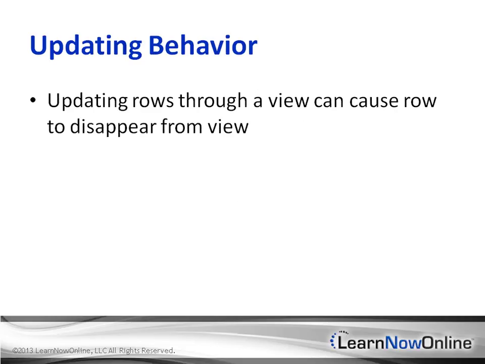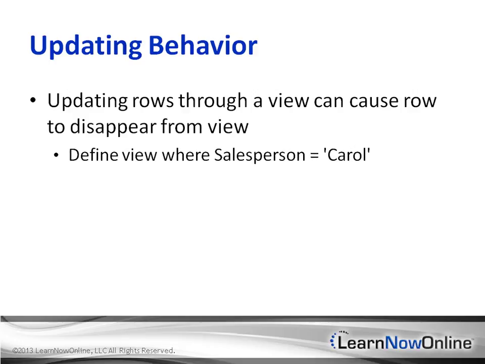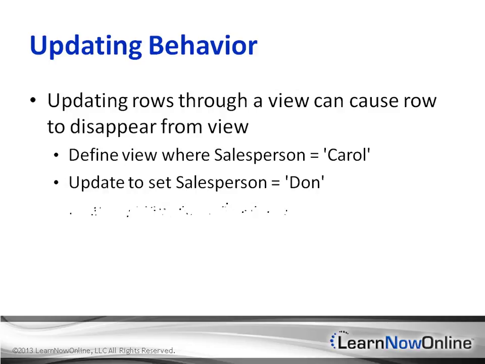Now, when you add or update rows through a view, they can disappear from the scope of the view if they no longer satisfy the criteria that's defined within the view. For example, let's say that a view is defined for salesperson equals Carol. That's the filter on the select statement that defines the view. And then you attempt to update the salesperson to Don. Then in that case, a requery of the view won't show the new order or the new data. And the same thing would happen if you attempted to insert an order for a salesperson that is not included within the results of that view.